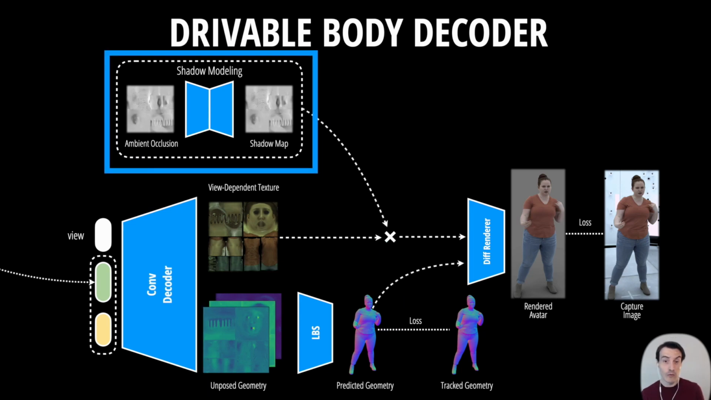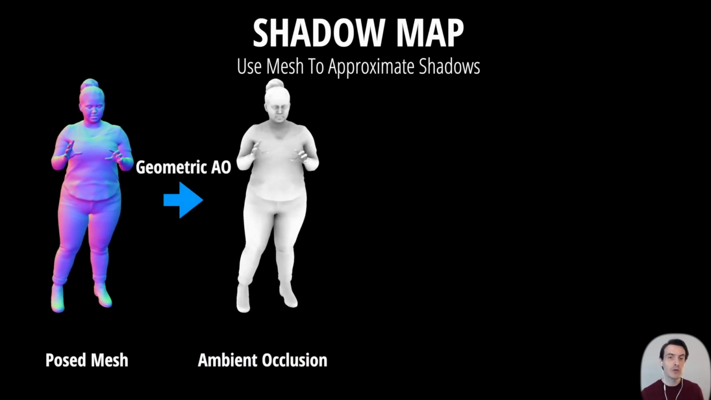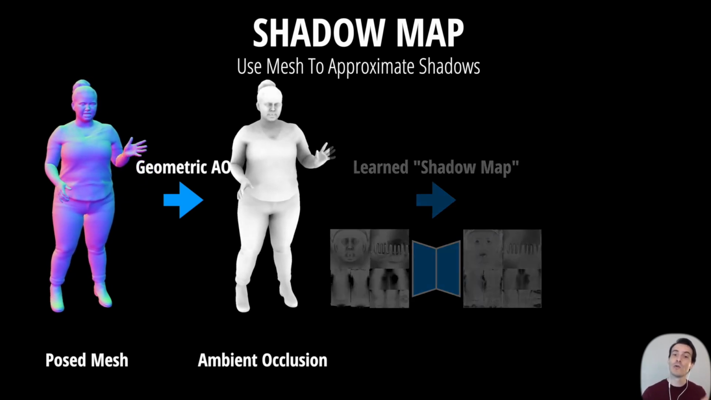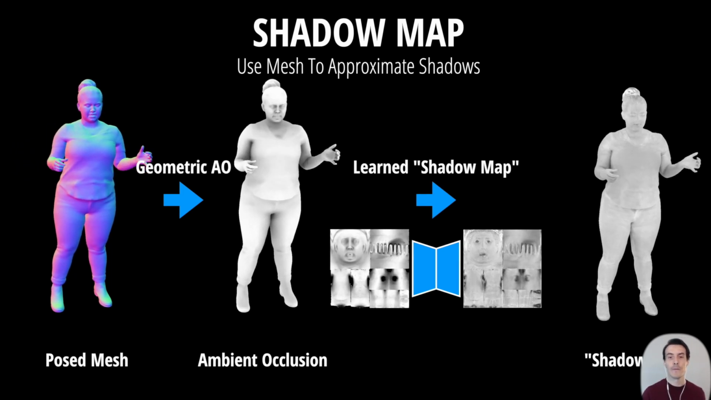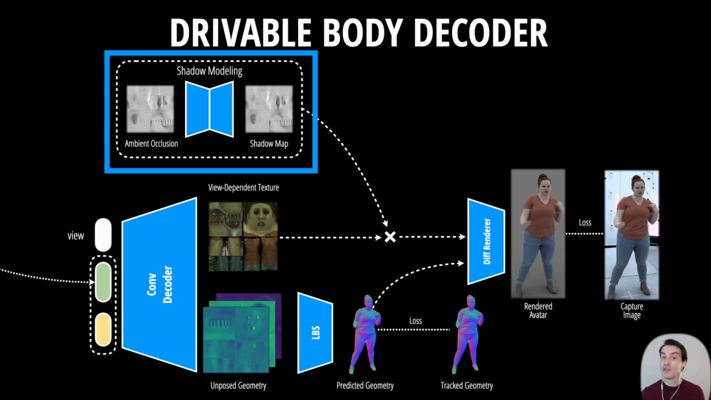Now, additionally, to account for shadows, we're going to compute a shadow map. And using the mesh, we're going to compute ambient occlusion geometrically. But because we know this is only an approximation, we're going to use a U-Net network to learn to transform this into a shadow map.